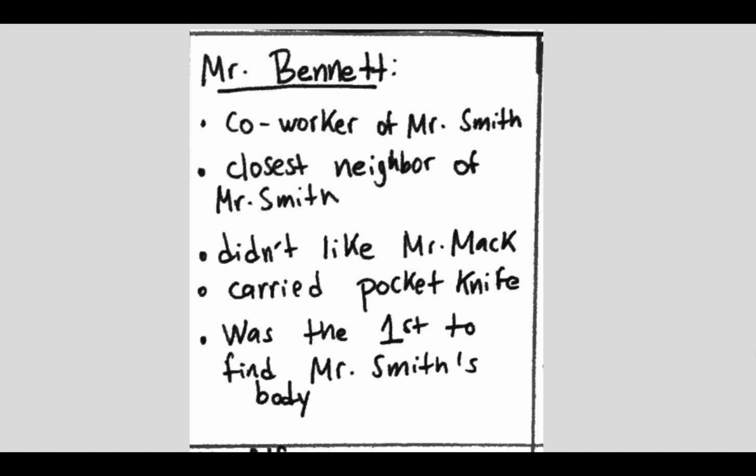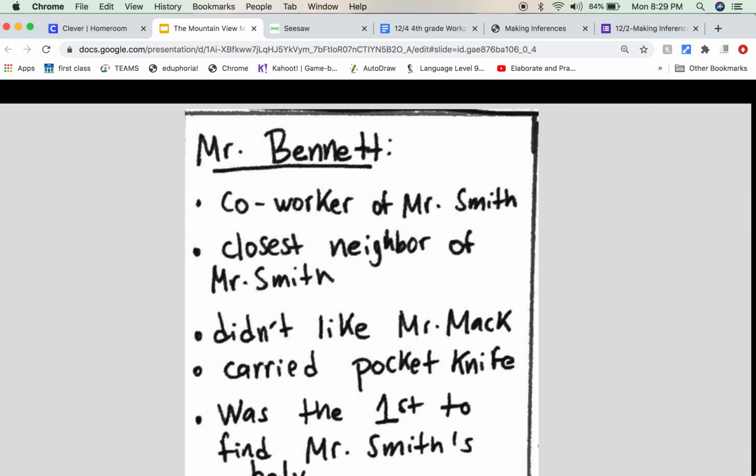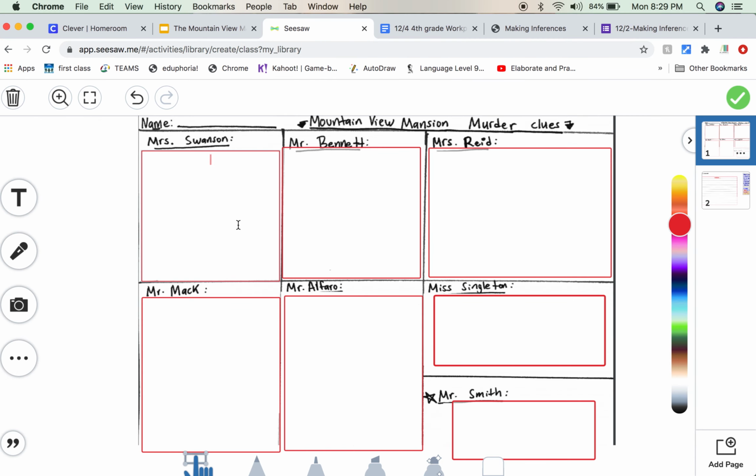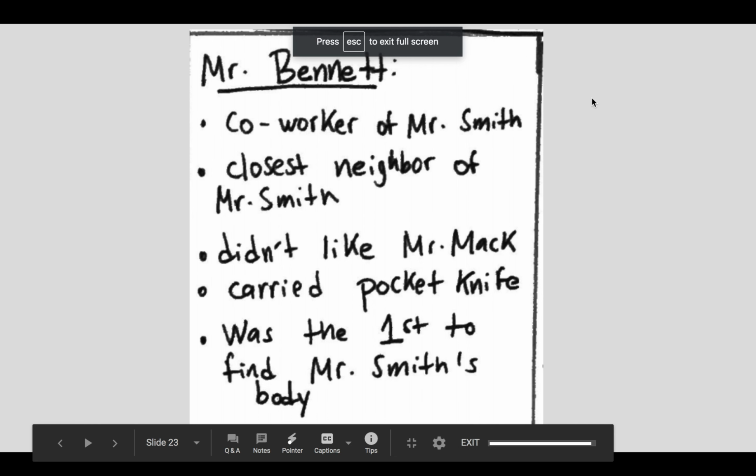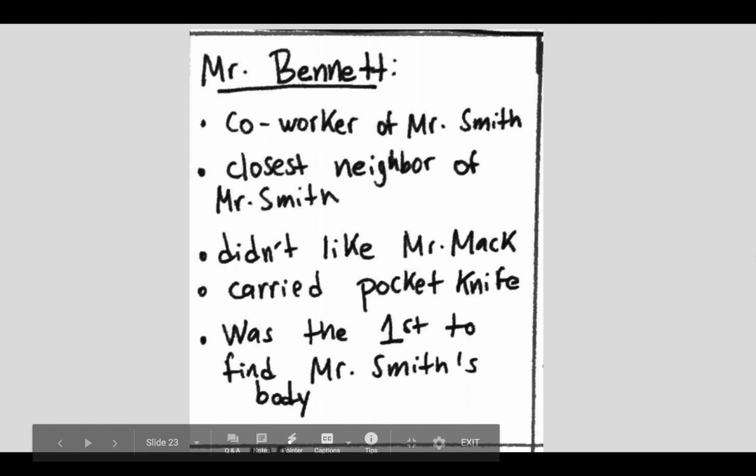Bennett, our next suspect. And once again, you're going to Seesaw. We have 6 suspects: Mrs. Swanson, Mr. Bennett, Mrs. Reed, Mr. Mack, Mr. Alfaro, Miss Singleton, and we'll take a couple of notes on Mr. Smith. He's not a suspect because he was the one that was murdered, but you do need to write some stuff down, some clues about Mr. Smith. So at this time, please take your notes over our suspect, Mr. Bennett. So pause and type in the Seesaw notes.